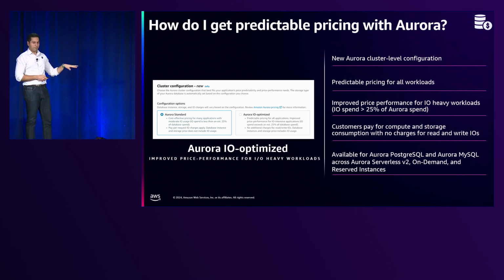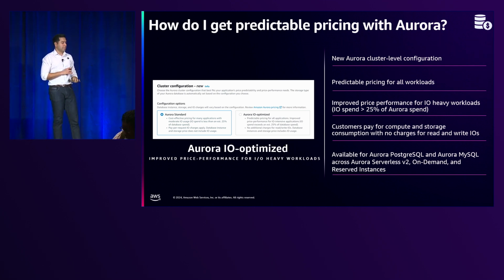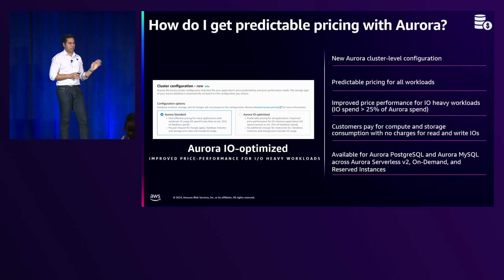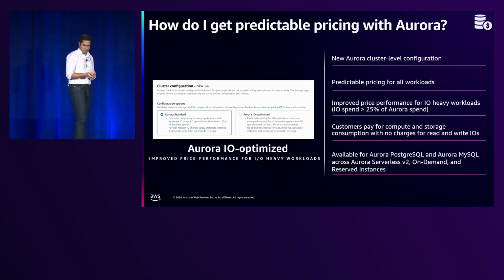It's a new cluster configuration. It's available at the storage layer. I have a screenshot here that shows how you can switch between Aurora Standard and IO Optimized. It's a no downtime operation. You can just click on it. You can make this switch once a month. And then if you don't like it, you can switch back. So there is no lock-in. And you only pay for compute and storage. And it's available for Serverless v2, Postgres, MySQL, and also has support for reserved instances. So you just don't have to pay for IOs, period.